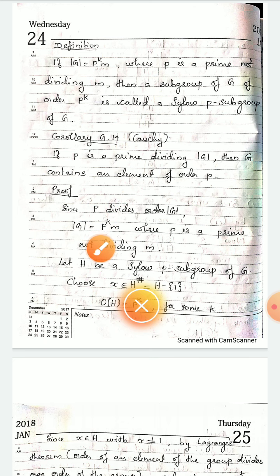So suppose that k factors of p occur. So the order of G can be taken as p^k · m, where this m does not contain the factor p. It is the maximum possibility that the order of G can have. So the order of G is equal to p^k · m, where p is a prime not dividing m. Then since the order of G is p^k · m, it can have a Sylow p-subgroup. Let H be a Sylow p-subgroup of G.